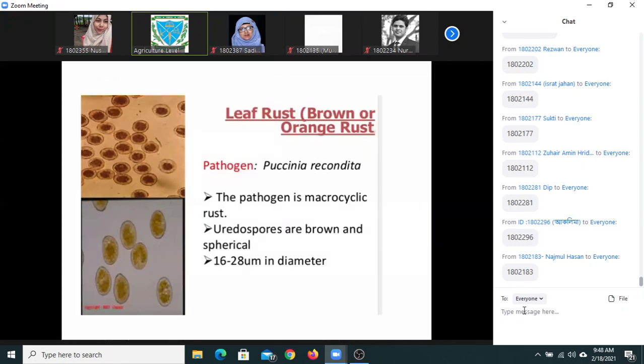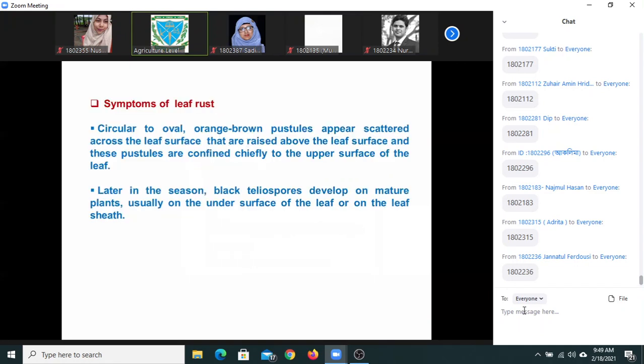And like Puccinia striiformis, Puccinia triticina can also produce urediniospores, you see. In the early stage they are yellow in color, but in the later stage they turn into brown color. So Puccinia triticina can produce urediniospores. Symptoms, I already mentioned: usually you can see orange-brown pustules appear on the leaves. Later in the season, in the late season of the crop, this orange-brown pustule turns into black pustules because of the production of teliospores.